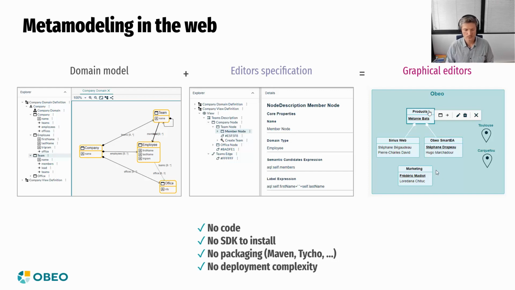Something very cool compared to the classical Sirius desktop approach is that you don't have to manage the packaging. You don't have to package your models with Maven and Tycho and other technical stuff. Everything is integrated in a fluent experience. As well, for deploying the result of your diagrams to the end user, you don't have to deploy your library by hand on a server. It is directly integrated in the experience to put it in a full web experience.